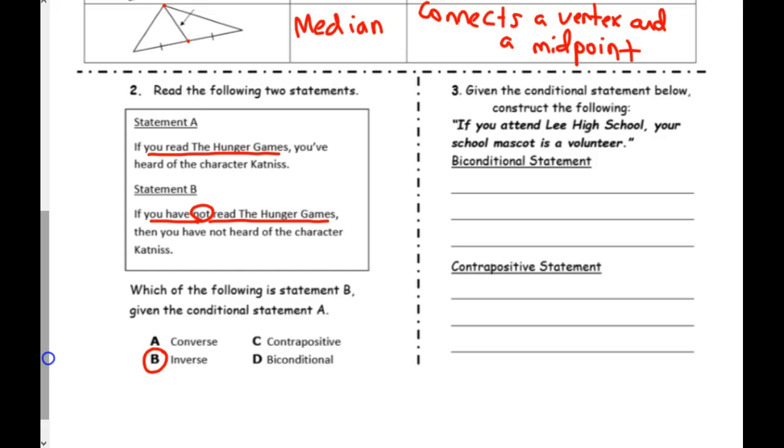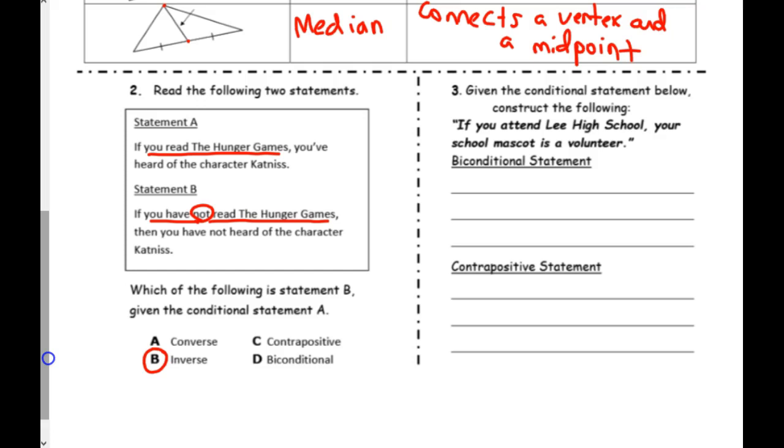So real quick recap. Converse switches the order only. Inverse keeps the same order with nots or opposites. Contrapositive switches and makes it opposite. And then biconditional has if and only if in between.